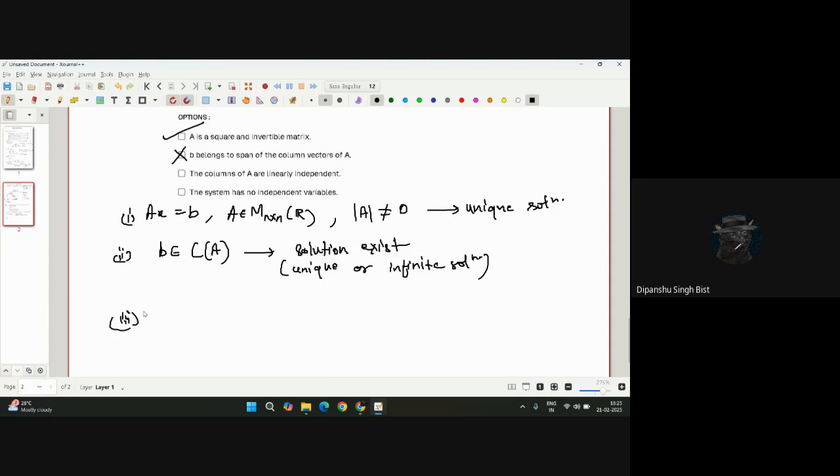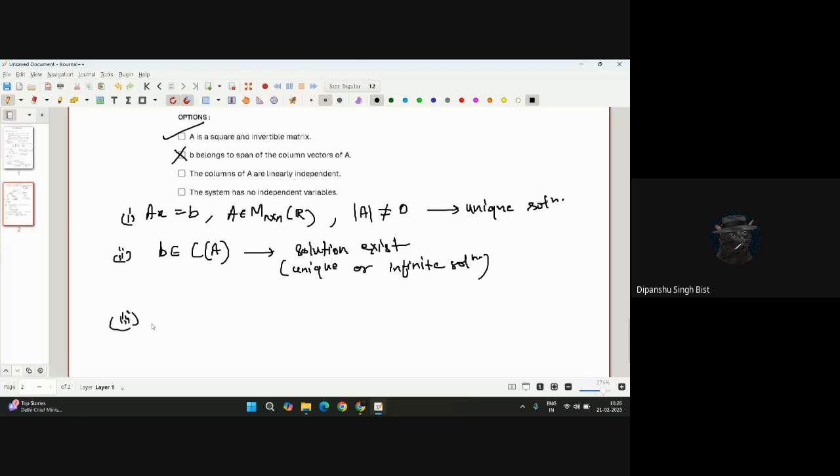Then it says the columns of A are linearly independent. If the columns of A are linearly independent, you might think that A is invertible, determinant of A is not equal to 0. But you are not given that A is a square matrix. So this can guarantee a unique solution given A is a square matrix. But since A is not a square matrix, this option is incorrect.